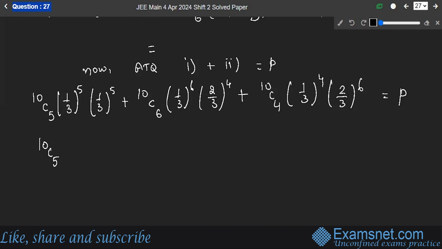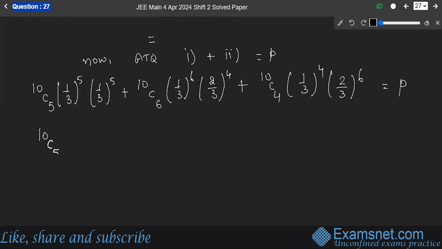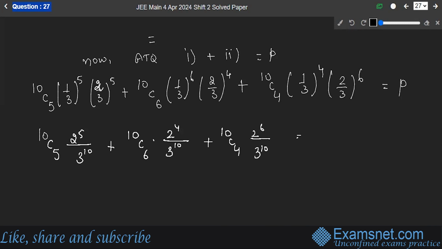And this will give me 1 upon 3 power. It was 2, right? Okay. Let's write it better this way. 10C5, 2 power 5, and 3 power 10, plus 10C6, 2 power 4, 3 power 10, plus 10C4, 2 power 6, 3 power 10 is equal to P. Or let's take 2 power 4 common also.